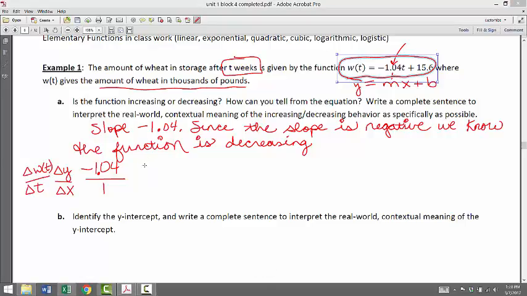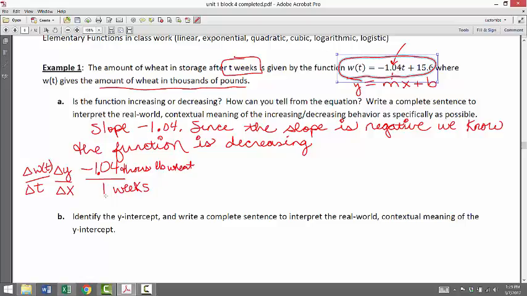So I've written it as a fraction. I've kind of noted next to it what each value means. The negative 1.04 is the change in w of t. The 1 is the change in t. I might also add units to the top and units to the bottom. So the w of t stands for thousands of pounds of wheat. So the change in the thousands of pounds of wheat is negative 1.04. And the denominator, the t's, stand for weeks. So the change in the time is weeks.